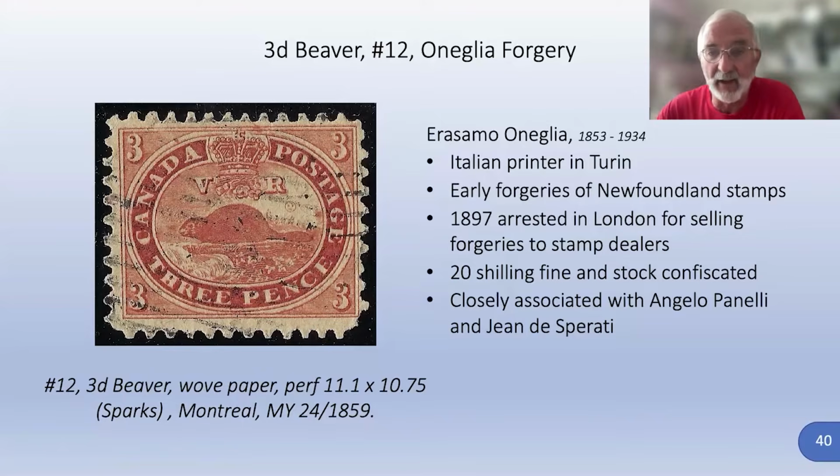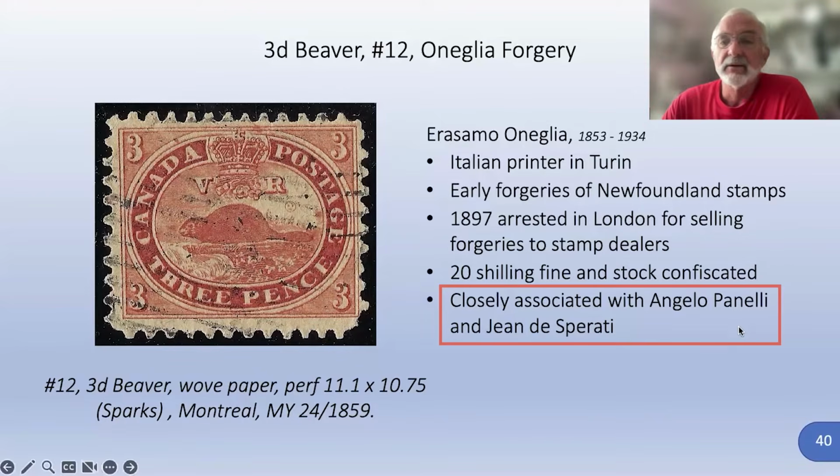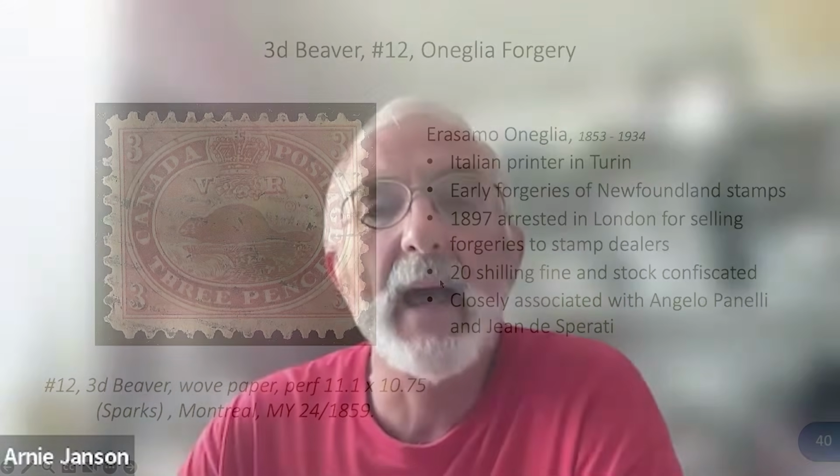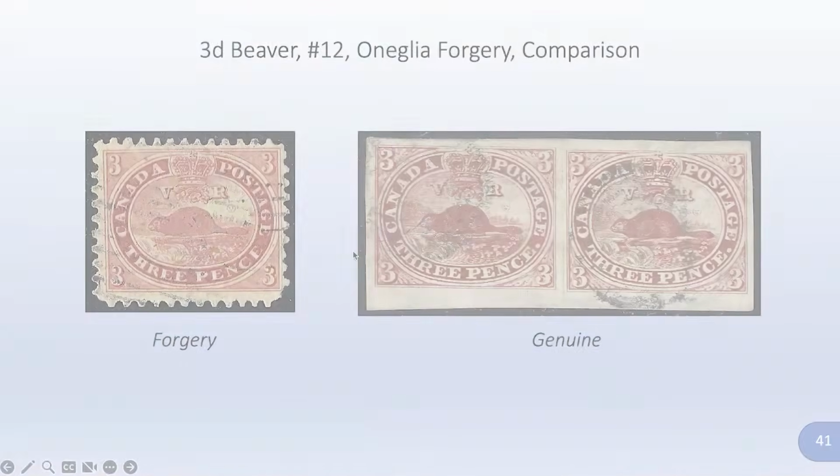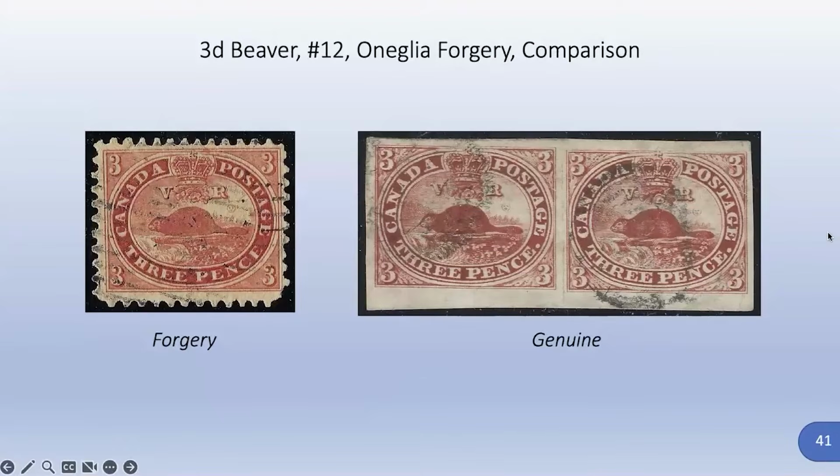And bottom line is, closely associated with Panelli and Sperati, both either forgers at the time. But how do we tell the Oneglia forgery from the 3-penny beaver regular version? Well, here's the forgery, and here's the genuine.